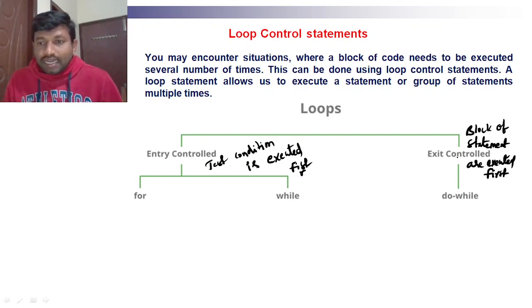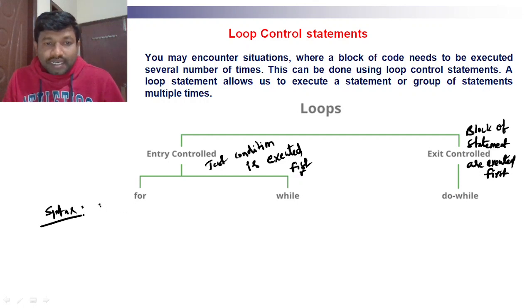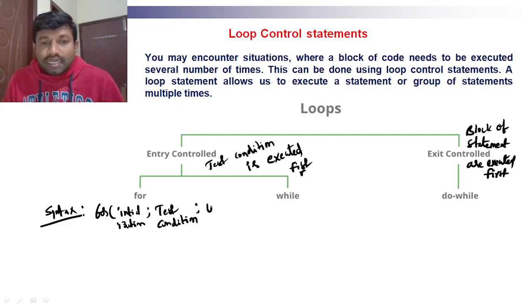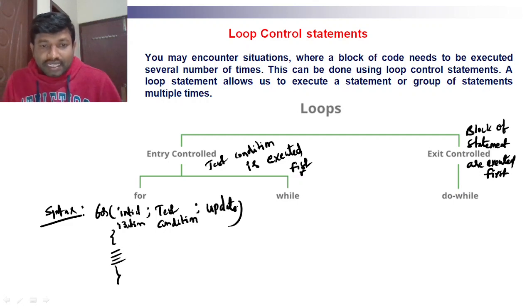If I want to go for the general syntax, how do you write them in programming languages? This for loop can be written as: for, you initialize, we say initialization, semicolon, then we write the test condition, semicolon, and update the test condition. That's it. This is the general syntax. We will see what happens after initialization and everything else when we come across all these in the coming classes.